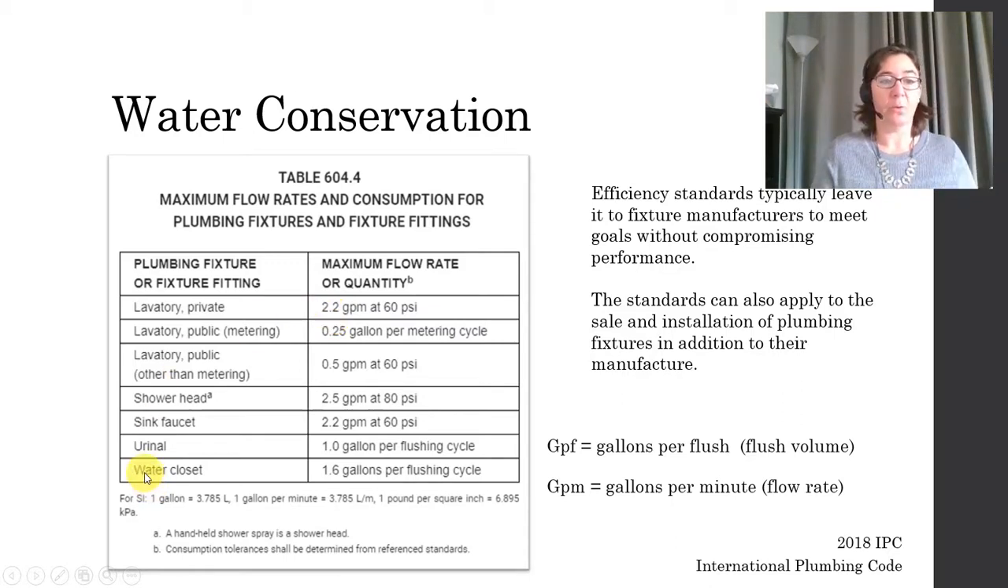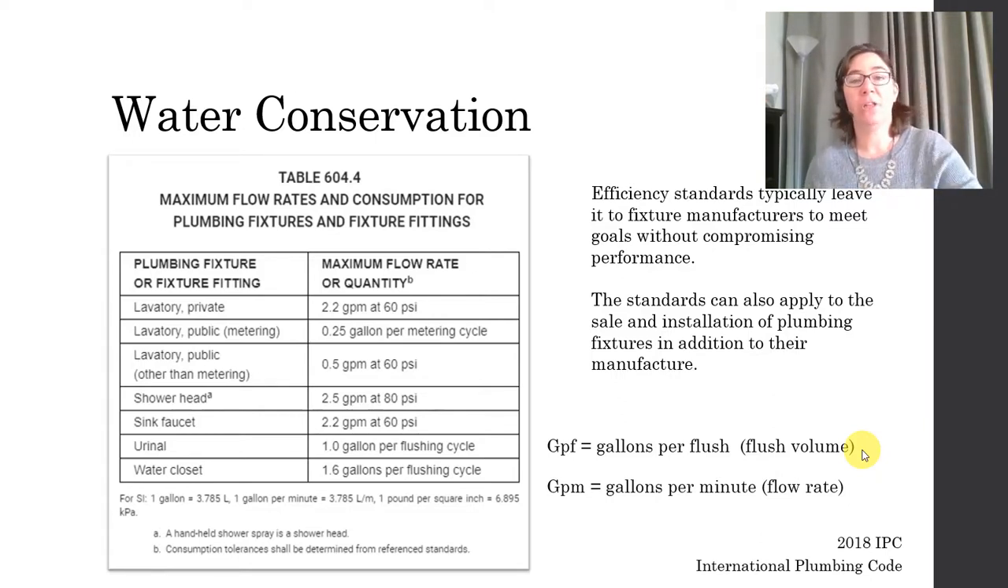And for example, your water closet, your toilet, is 1.6 gallons per flush. All right. Gallons per flush is a flush volume. All right, gallons per minute is a flow rate. All right, so two different ways to measure the water use depending on the type of fixture.